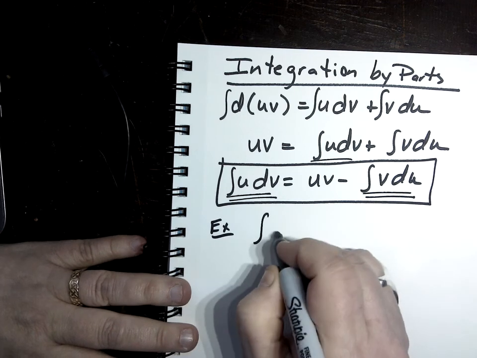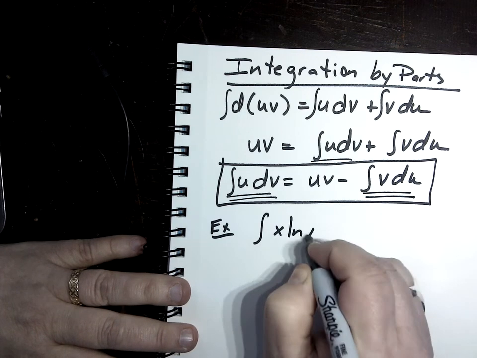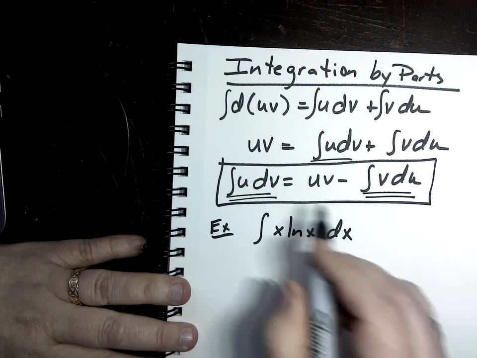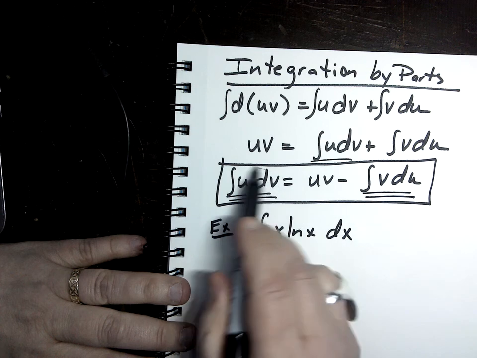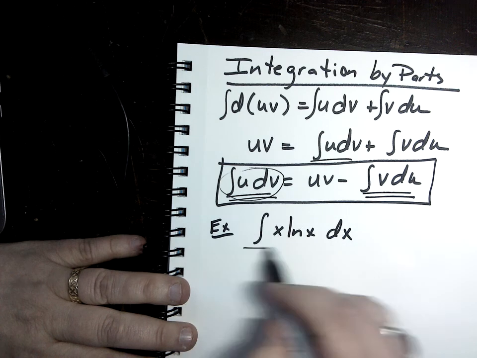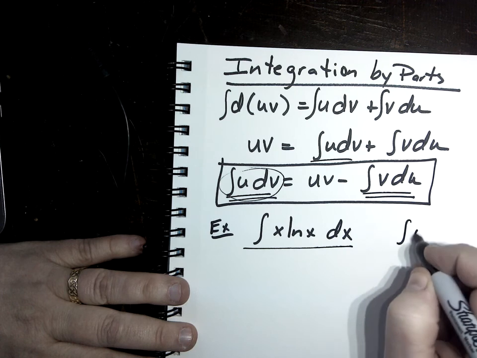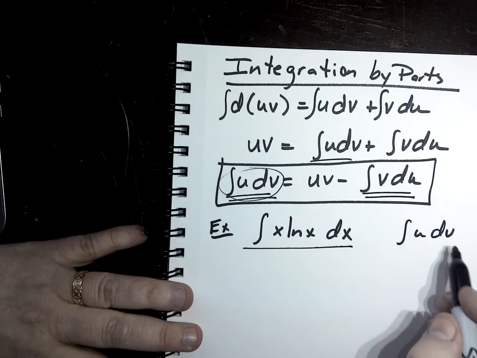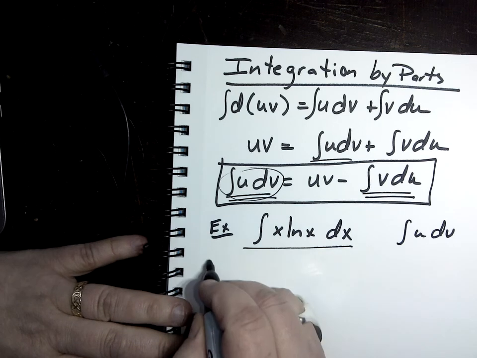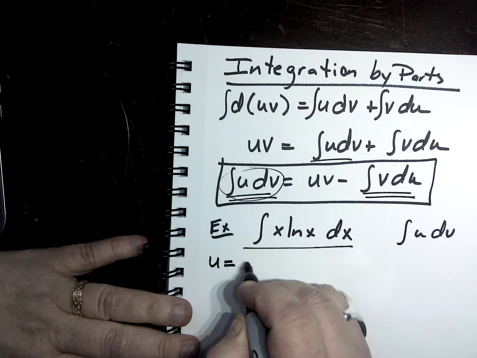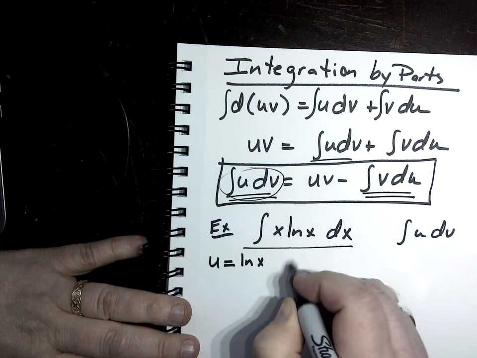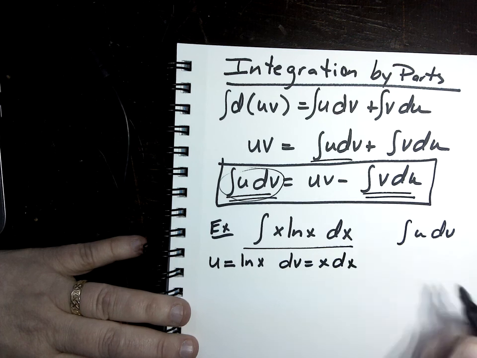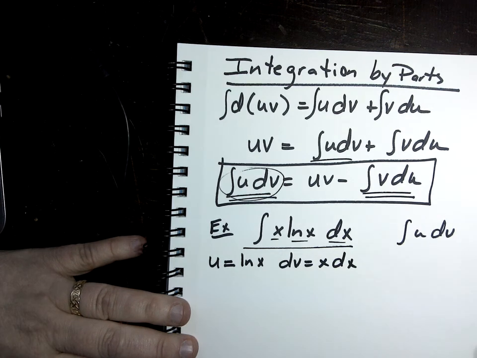Suppose I want to integrate x natural log of x dx. We don't know how to integrate this. So I need to rewrite the integral. This mess here I need to rewrite as the integral of u dv. I need to pick some part that's the u and some part that is the dv. I'm going to let my u equal natural log of x, and I'll let my dv equal x dx. So now I've taken care of everything on that line.